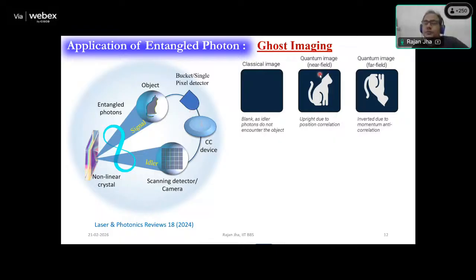But in the quantum image, if you see the near field image, you will get an upright image due to the position correlation. So this is again an entangled system, and you do the position correlation. The correlation measurement can be done for different parts, and in this particular case it is being done for the position part. Similarly, in the far field it gets inverted, and this inversion is due to the momentum anti-correlation. Now, these are some of the terms widely utilized by people who work with ghost imaging based systems in their labs.